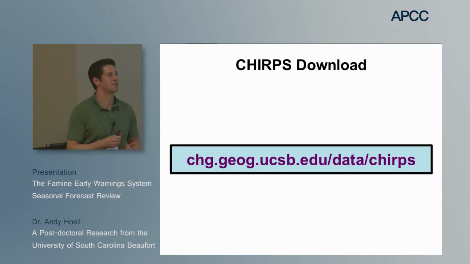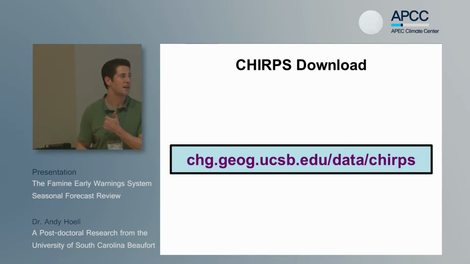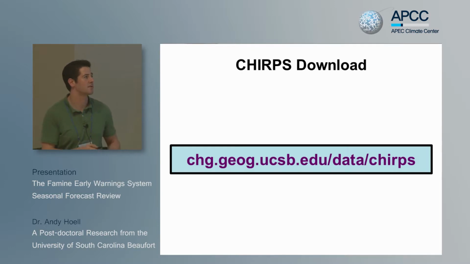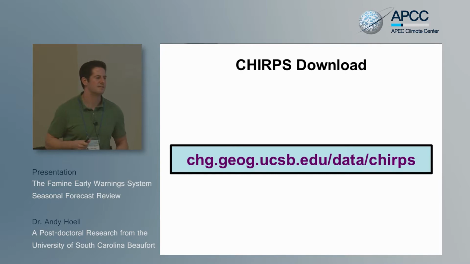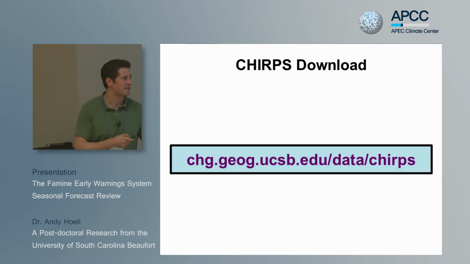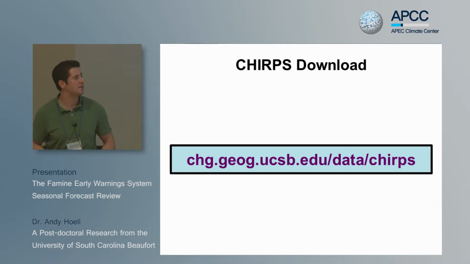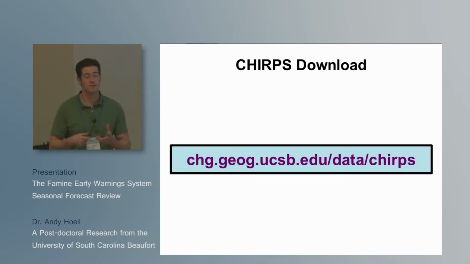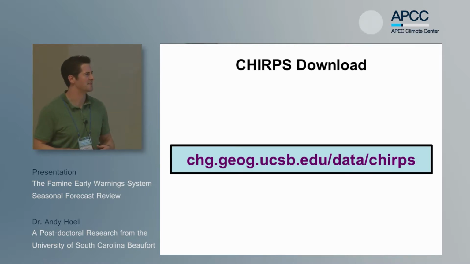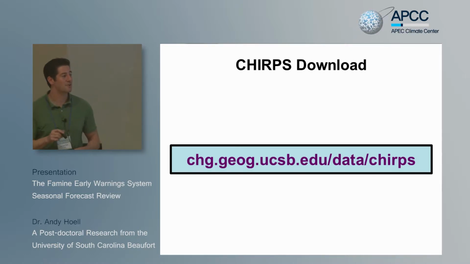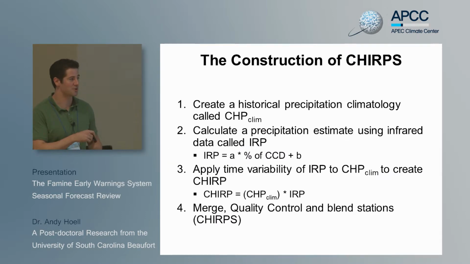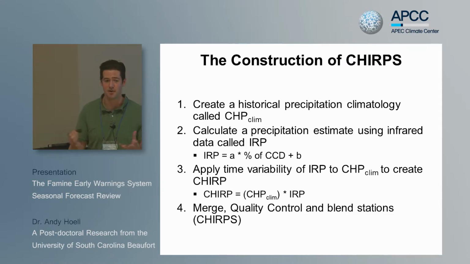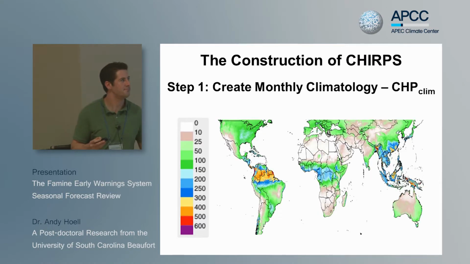So there are 4 main steps here in the construction of CHIRPS. The first is creating a historical precipitation climatology, and this is called CHP_CLIM. And I have individual slides that discuss this. We'll outline that in a little bit. The second is to calculate the precipitation estimate using the infrared data from the satellites, and it's called IRP-ERP. We love our acronyms in Santa Barbara. And then we apply time variability of ERP to CHP-CLIM to create CHIRP. And then we merge quality control and blend the stations in to create the final product called CHIRPS.